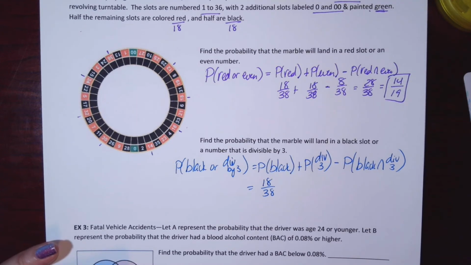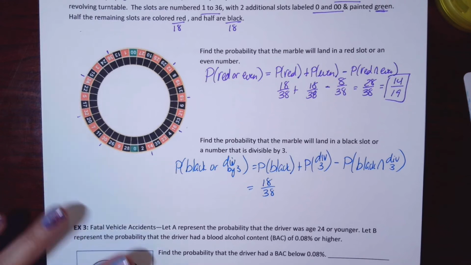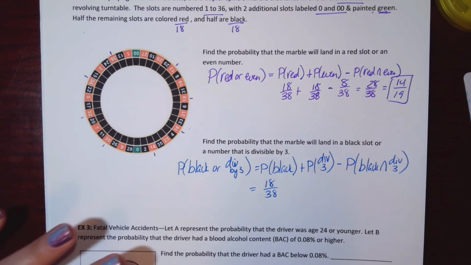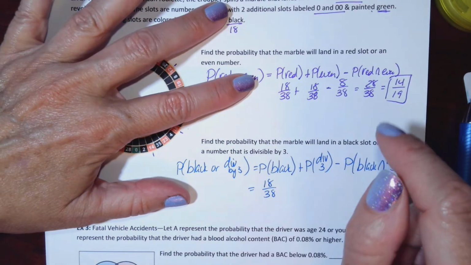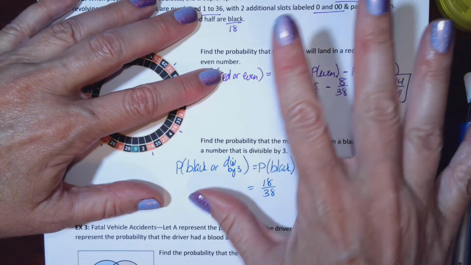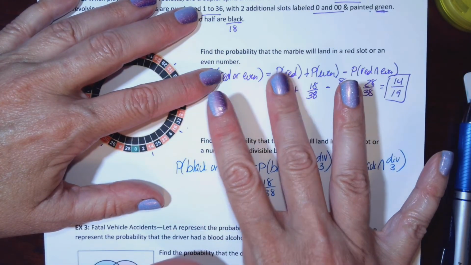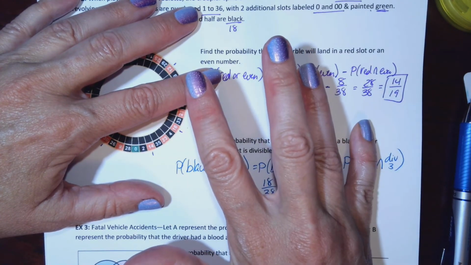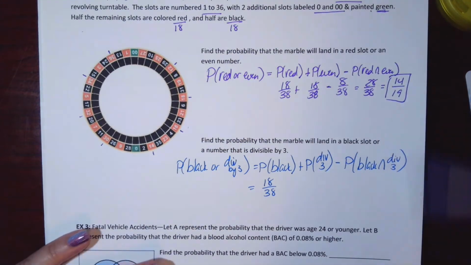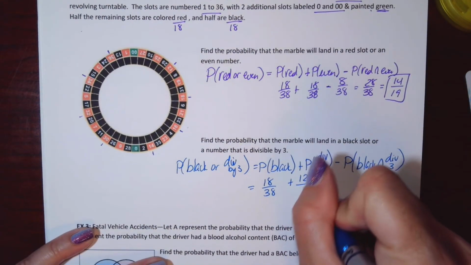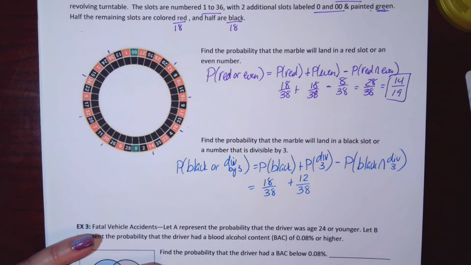I need to look at my multiples of 3 that are between 1 and 36. And the easiest way, I think, to do that is just to count them up. 3, 6, 9, 12, 15, 18, 21, 24, 27, 30, 33, 36. That's 12. I've got 12 numbers that are divisible by 3.